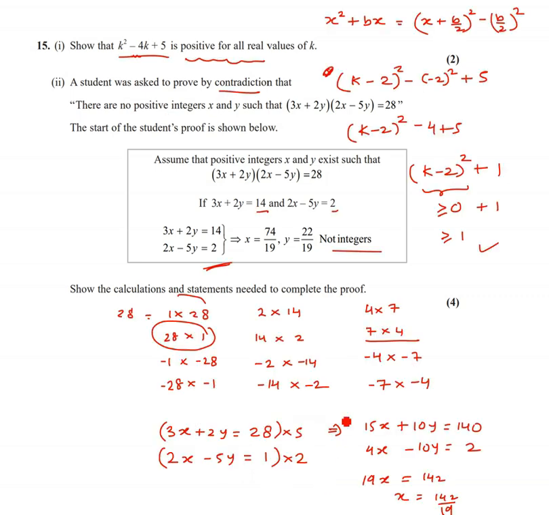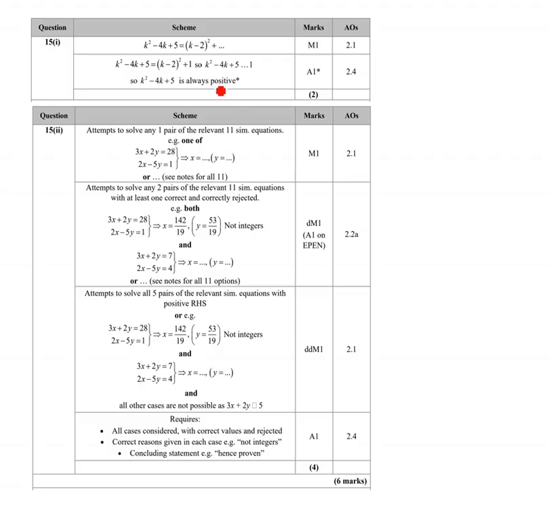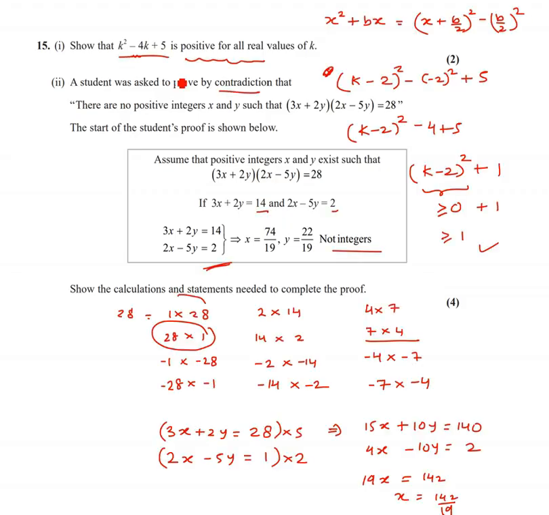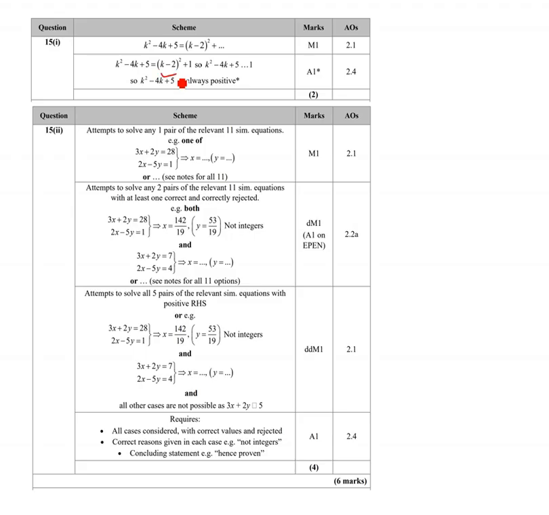Let's have a look at the mark scheme. So first part is k squared is (k minus 2) whole squared plus 1. I think that's what we had, (k minus 2) whole squared plus 1. And then yes, he needs to consider other pairs as well, and none of the pairs will give us integers. All cases considered with correct values and rejected with correct reasons given in each case, not integers, including the statement hence proven. We didn't get any integer values of x.